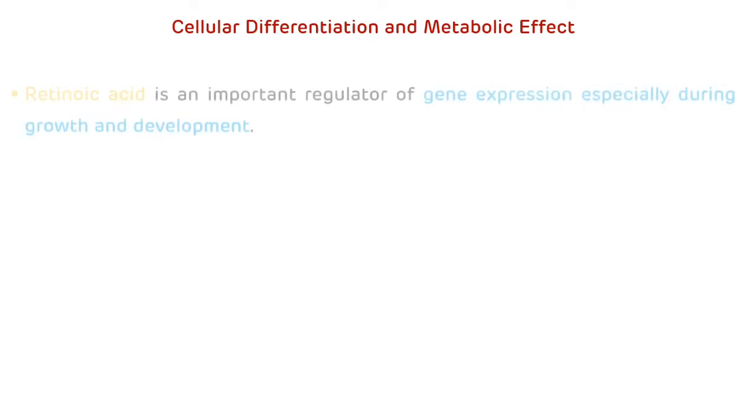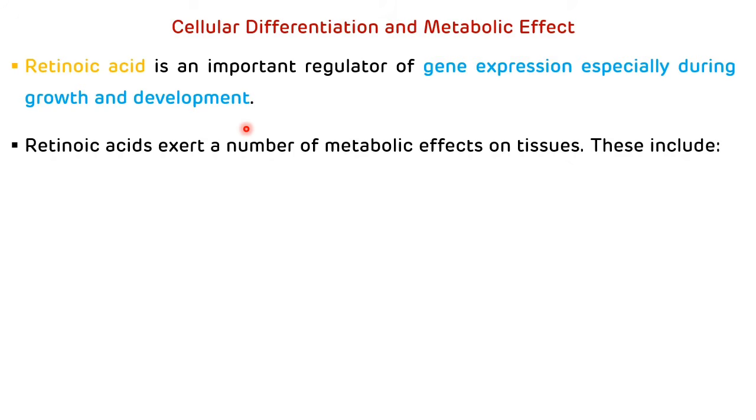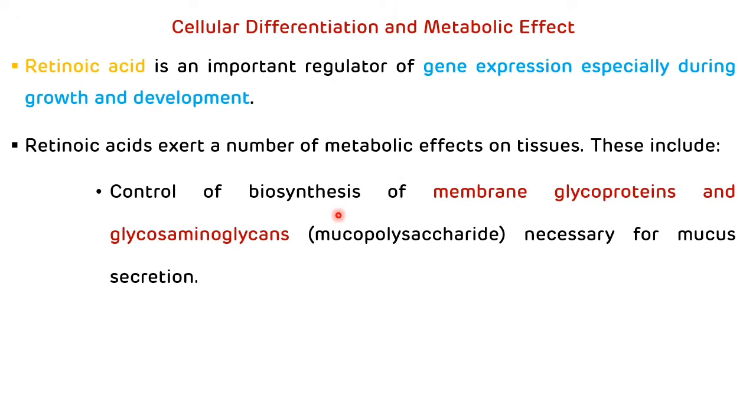Now, cellular differentiation and metabolic effects. Retinoic acid is an important regulator of gene expression, especially during growth and development. Retinoic acid exerts a number of metabolic effects on tissue, which include control of biosynthesis of membrane glycoproteins and glycosaminoglycans, which are necessary for mucous secretion. This mucous secretion keeps epithelial cells moist and prevents their keratinization.